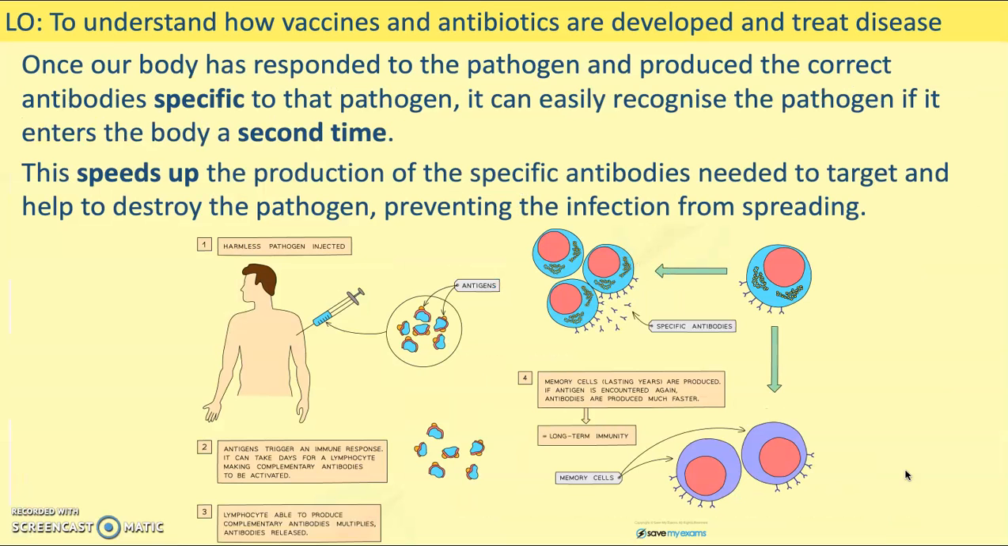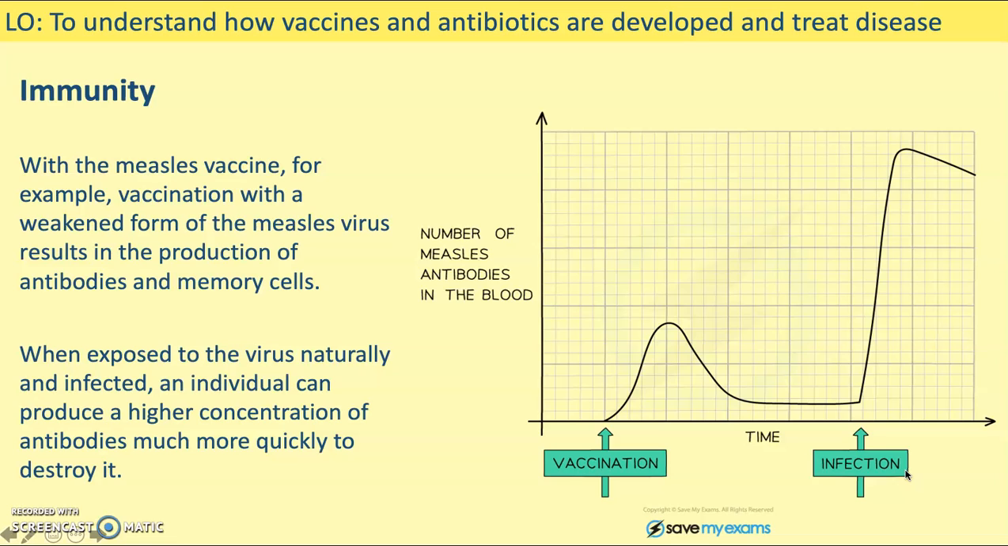So once our body has responded to the pathogen that we've been administered in the vaccine, it will have produced the correct antibodies that are specific to that pathogen. So if you were then to become infected with that pathogen, your body would recognise that pathogen quickly, and the production of the antibodies needed to target that pathogen would be sped up. We can see that on this graph here. We can see on the y-axis that we've got the number of measles antibodies that are in the blood, and on the x-axis we've got time.